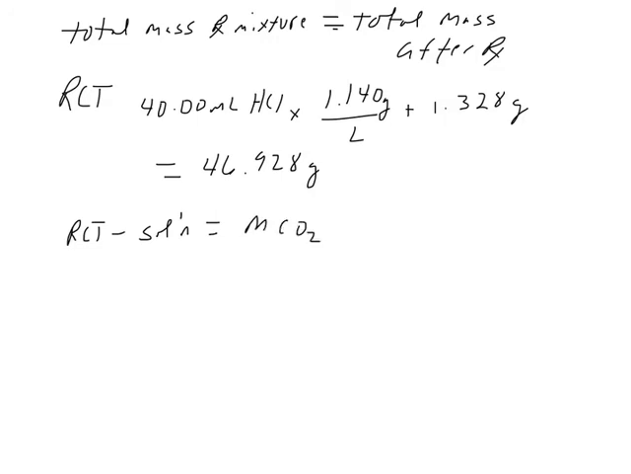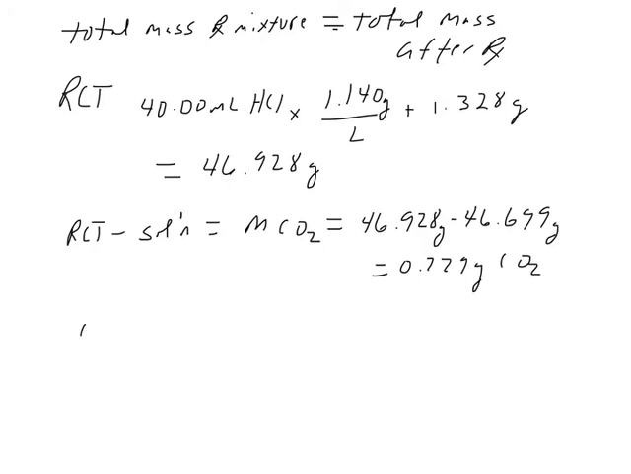Now, the reactants minus the mass of the solution must equal the mass of the carbon dioxide. That's the law of conservation of matter. So, I take the 46.928 grams minus 46.699 grams, and that gives me 0.229 grams of CO2.